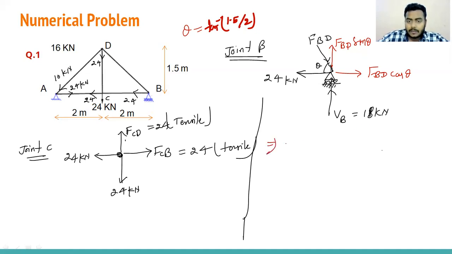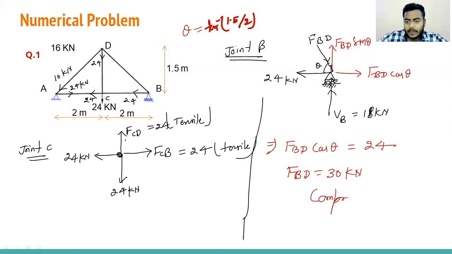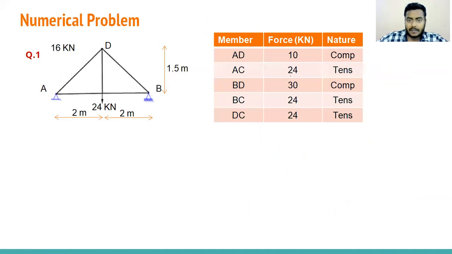So just in this equation, FBD cos theta is equal to 24. We will get FBD is equal to 30 kilonewton, and that is in compression. Right? So now we got the force in each member, that you can see here.